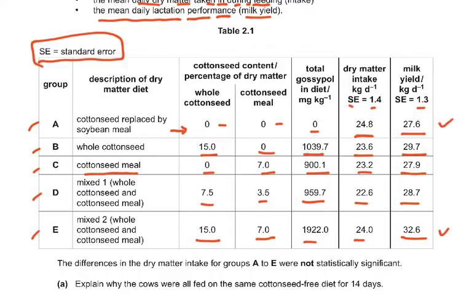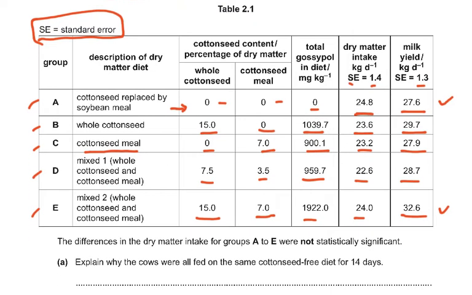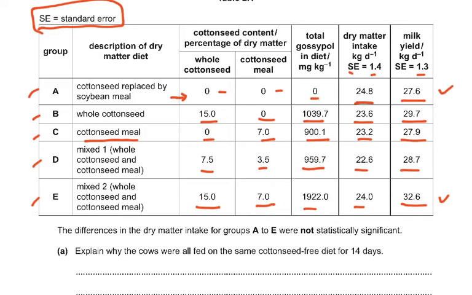So look at that very carefully, look at all this table again, read the table again, explain the table to yourself. The differences in the dry matter intake for groups A to E were not statistically significant.